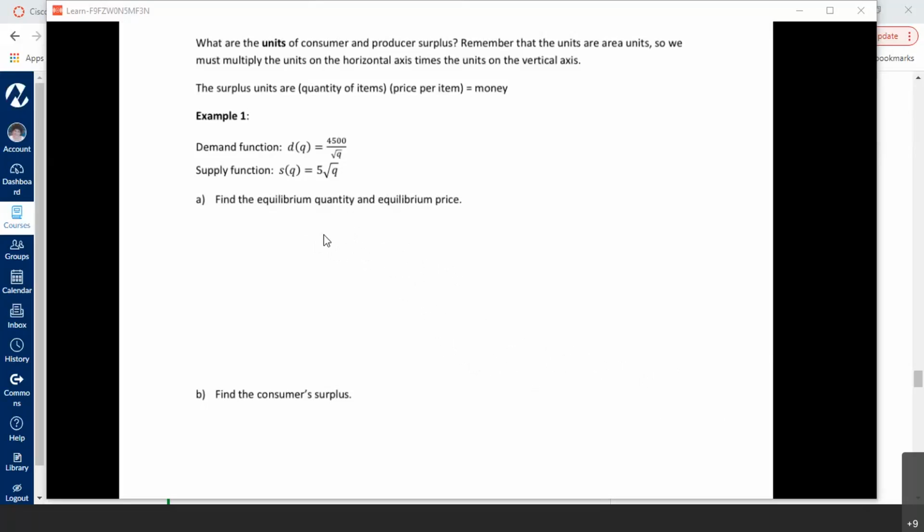I'm trying to work on some technical challenges here. So you try setting D of Q equal to S of Q to find Q star. So we're trying to find Q star. So why don't you work on that? Type done when you finish.